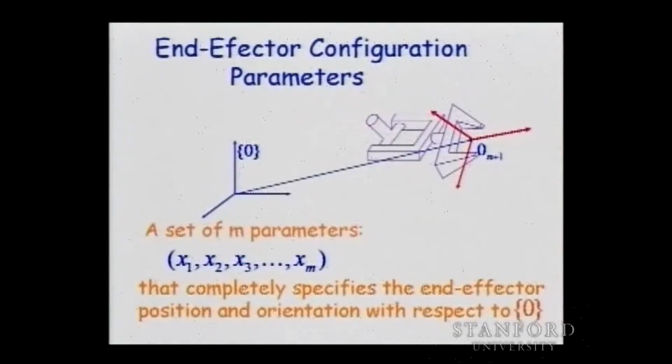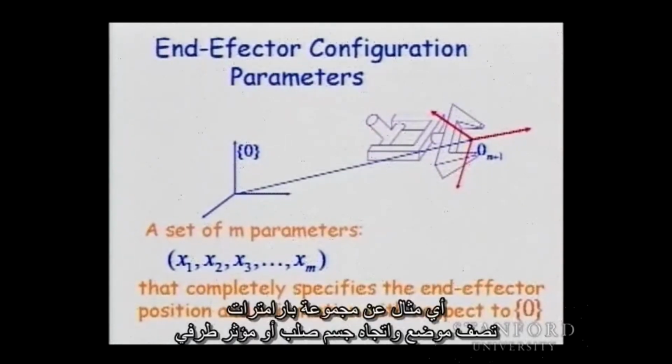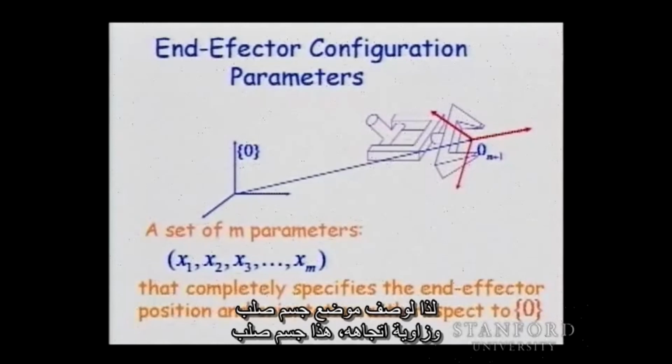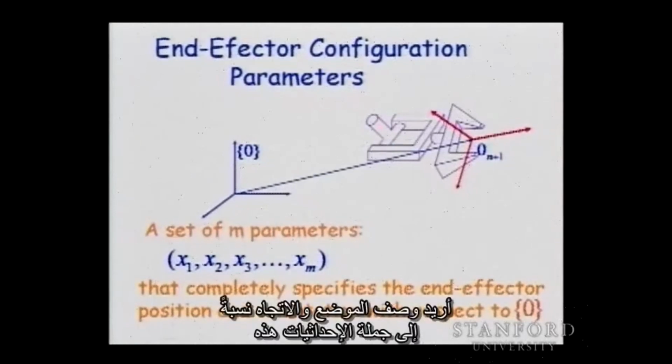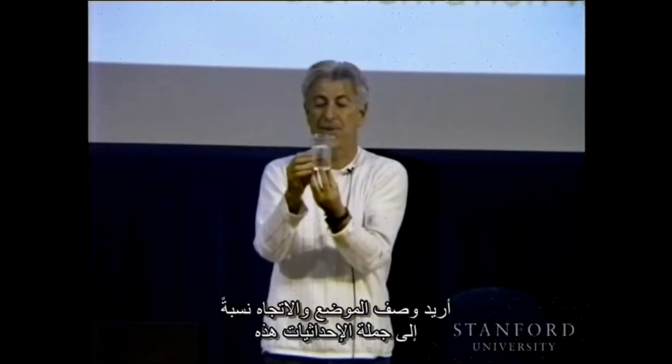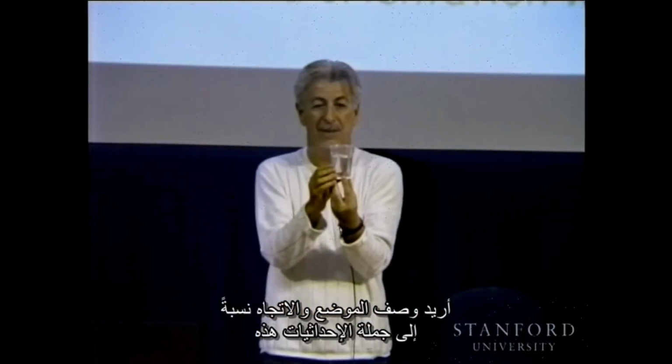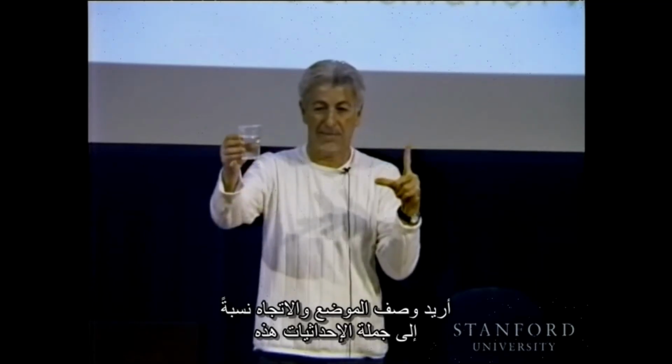Let's see. Give me an example. Any example of a set of parameters that describe the position and orientation of a rigid body end effector. So to describe the position and orientation of a rigid body, here is a rigid body. I would like to describe the position and orientation with respect to this frame.